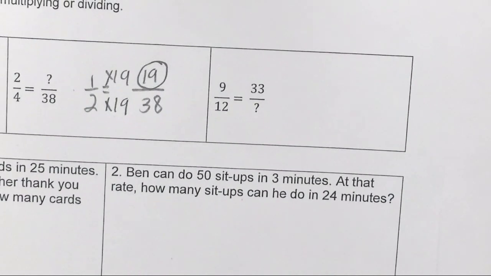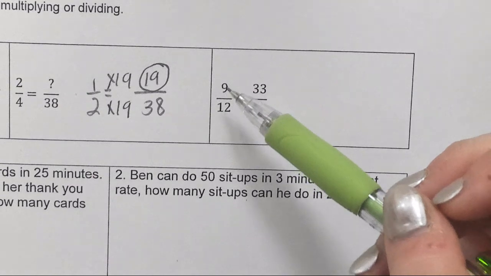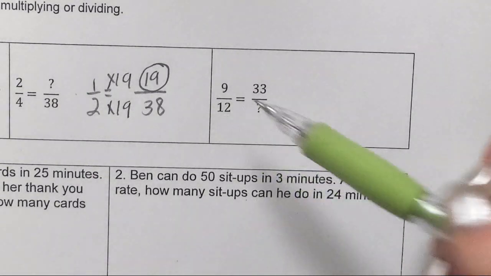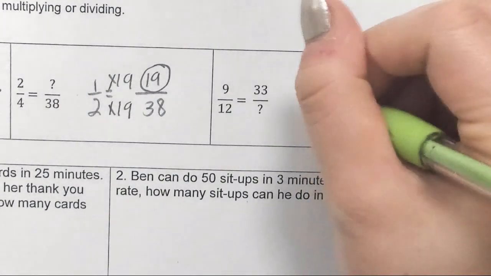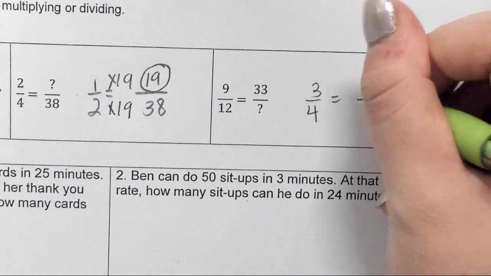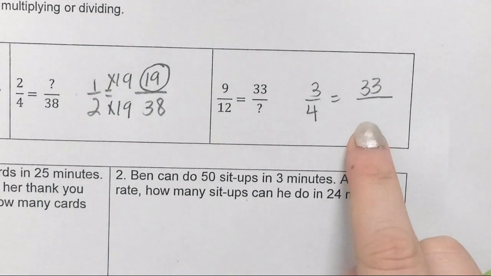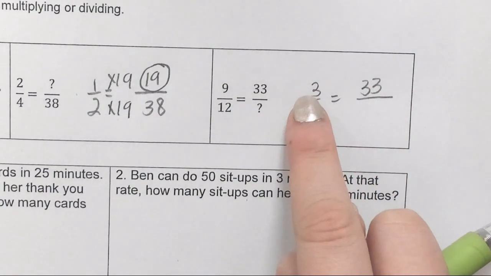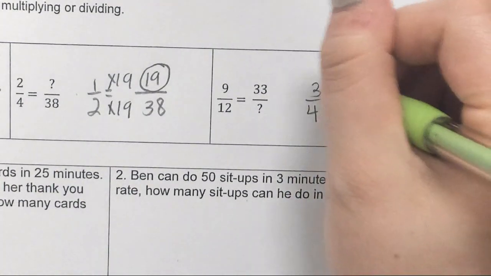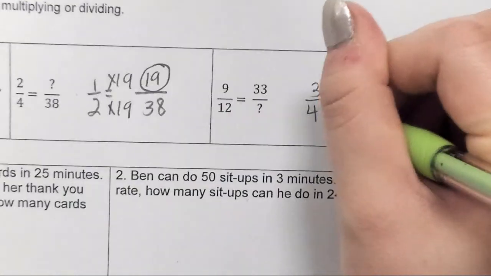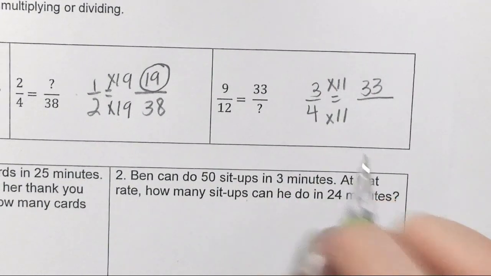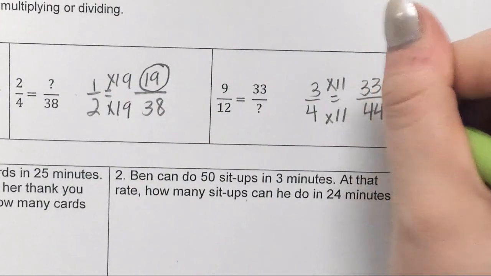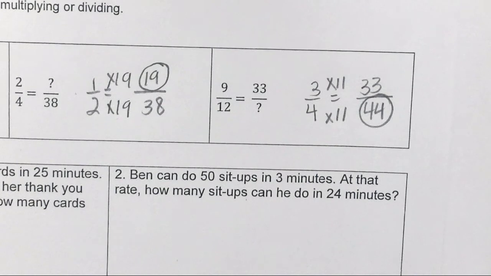Alright, last one. 9 over 12. If we simplify 9 over 12, we can divide the numerator and the denominator both by 3, and that will equal 3/4. So now we're going to ask ourselves, well, this time we have a missing number on the bottom. So we're going to have to figure out from the numerator first. So 3 times what makes 33, and it's times 11. So whatever we do to the numerator, we're going to do to the denominator. 4 times 11 is 44. So now we have our equivalent fraction, 33 over 44.